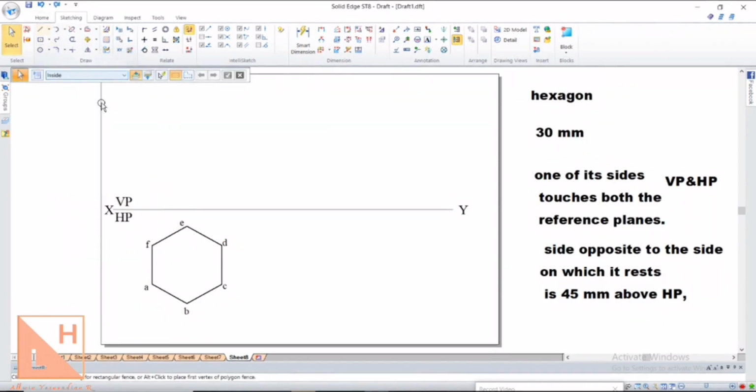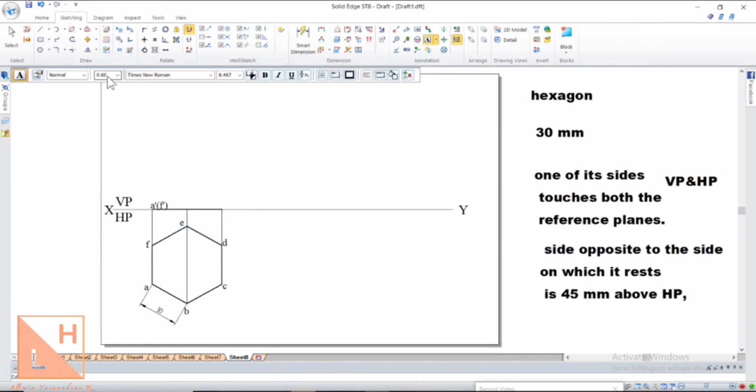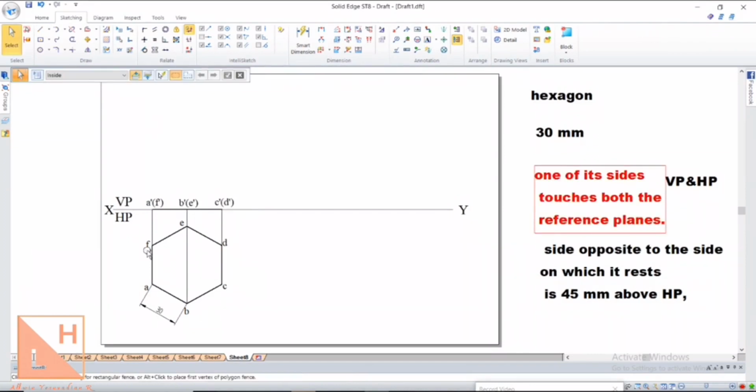Use projection lines to generate the front view from here. And that completes the first position. So if you just look at the given data, we have drawn the plane figure on the horizontal plane. So take the condition with HP first and implement it in the solution. It says that the side opposite to the side on which it rests is 45 mm above HP. Read it slowly. The side opposite to the side on which it rests.